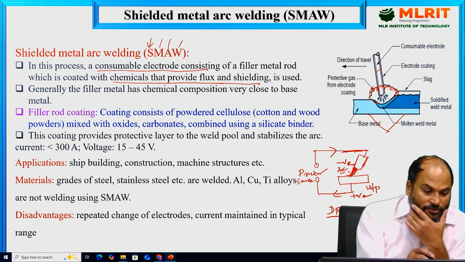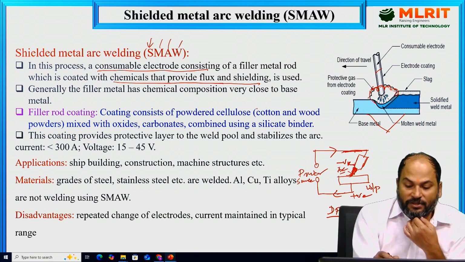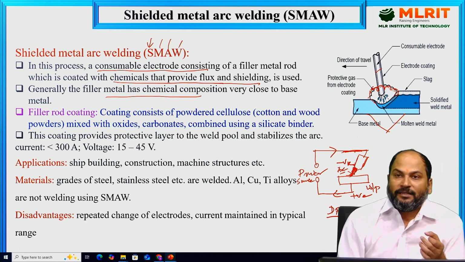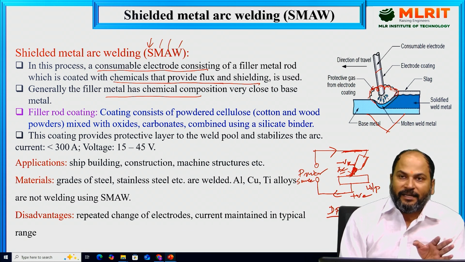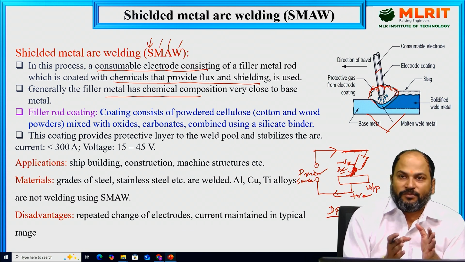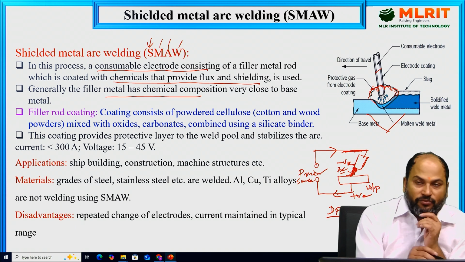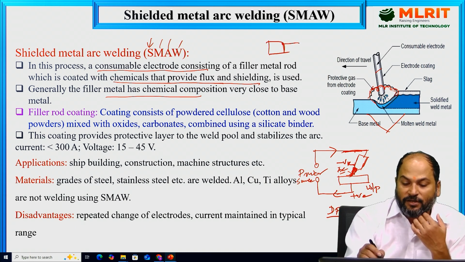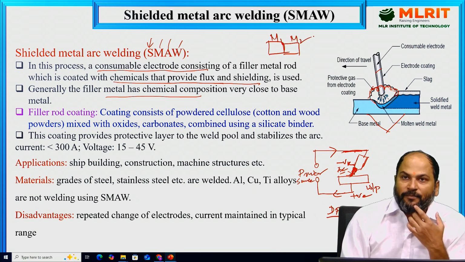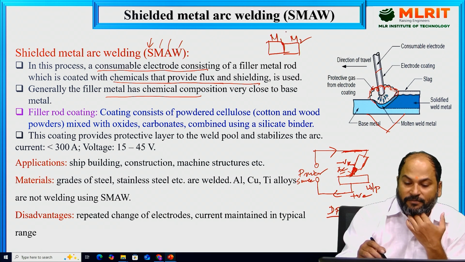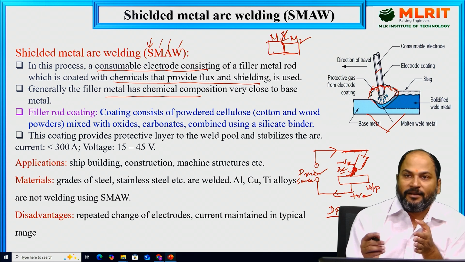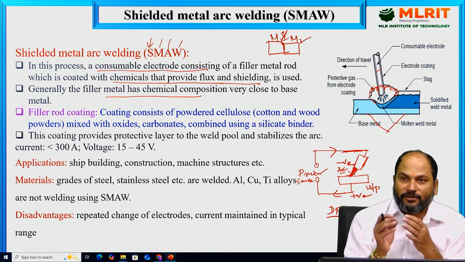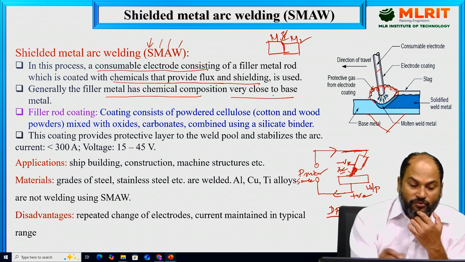Generally, filler metal has a chemical composition very close to the base metal. Yeah, that is the requirement. It's not always the same, but in most cases it is kept very close to the base metal. Means if we are welding two mild steel pieces, this one piece and this another piece, M1 and M2, then the filler metal will be of mild steel. The coating's property will also be related to these two materials.